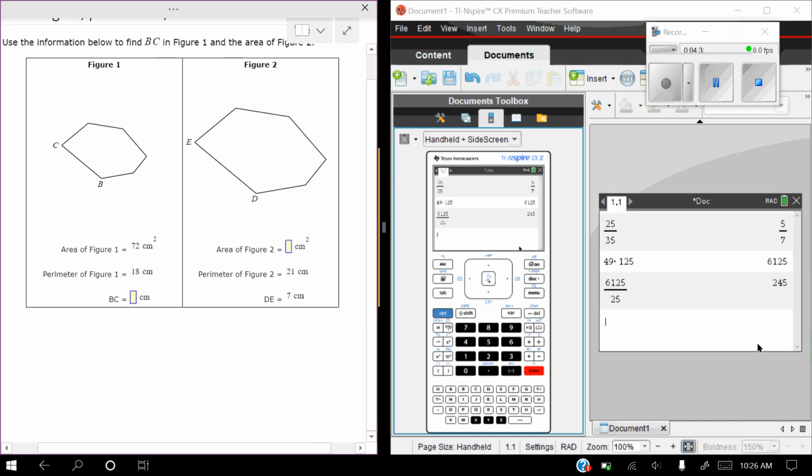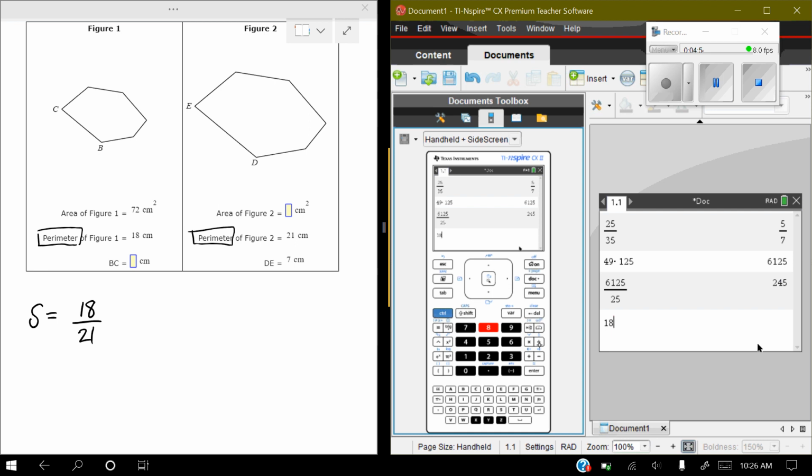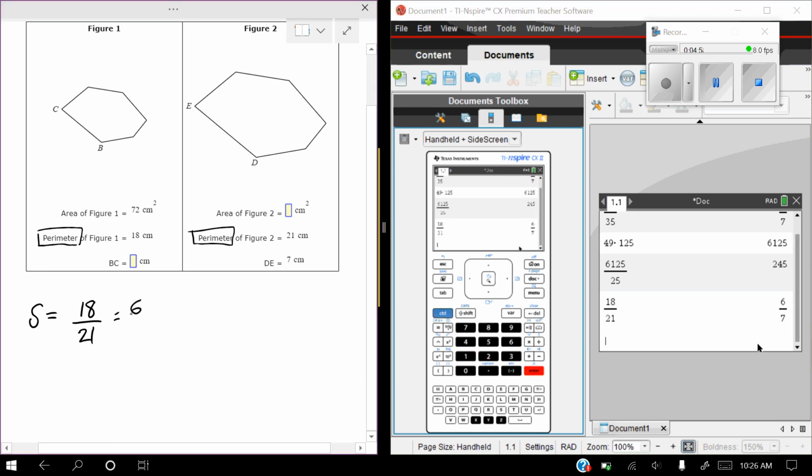So what do we have? That's the first thing we'll look at. What information do we have? Well, on this one we have the perimeter. I'm going to use the perimeter to find the scale factor. I'm going left to right. The scale factor is going to be 18 over 21. I'm going to reduce that, because I want the fraction in the lowest terms possible. So 6/7 is my scale factor, which means that S squared would be 36 over 49. That would be my ratio.